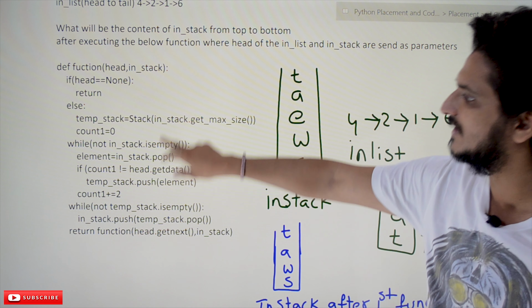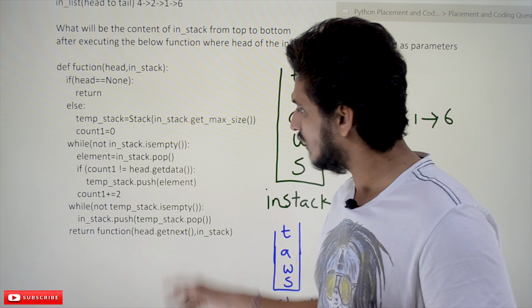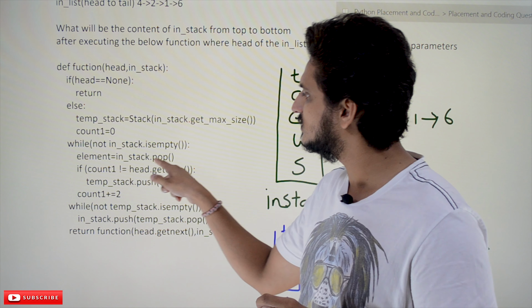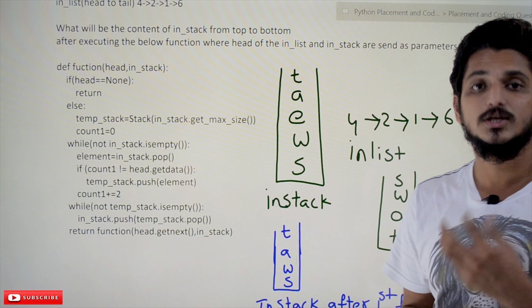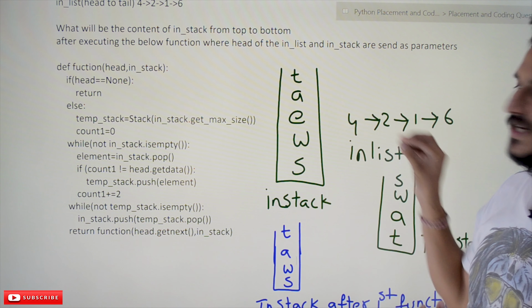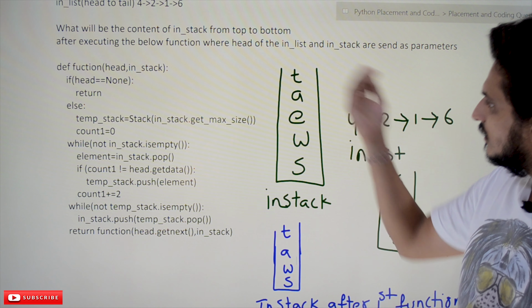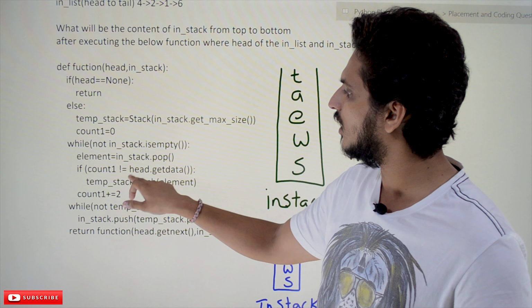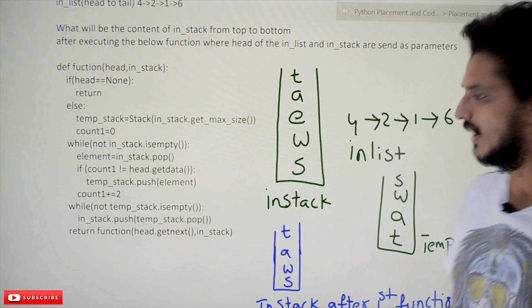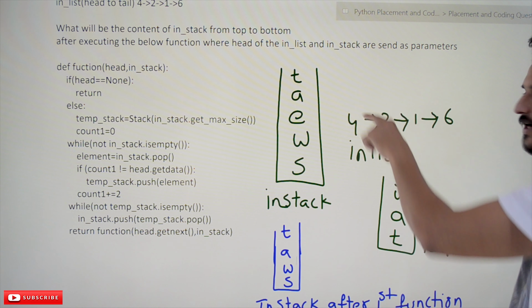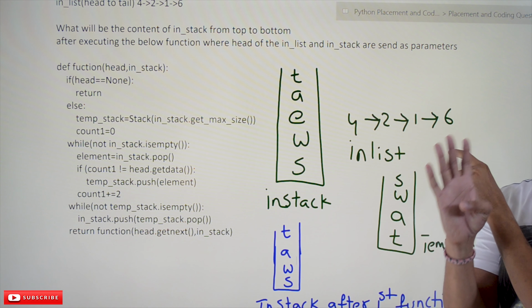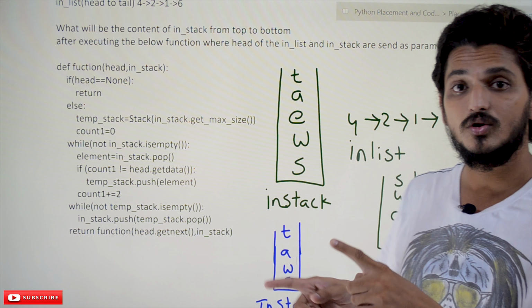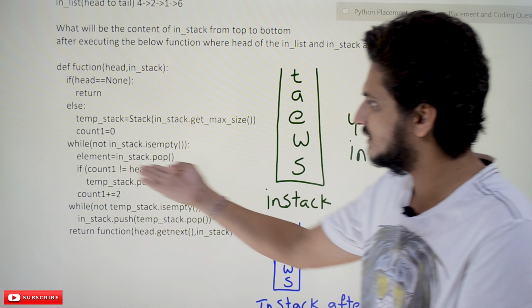This while loop gets executed, and they are taking one more variable, element is equal to inStack.pop(). So what's going on? They are popping off the top element and placing it in element. If count1 not equal to head.getData(), head is pointing to 4, so getData means what's the value you will get? 4. What's the initial value? Count1 is equal to 0, 0 not equal to 4. Yes, the condition is yes.